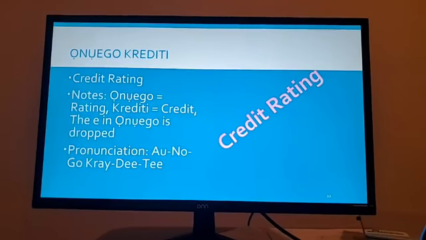Okay. You've already had these words earlier, so you just combine them a different way to say credit rating. As you know, Au-Noe-Go means rating and crediti means credit. So you're saying what type of rating you have, a credit rating. Because again, rating goes first and credit goes next to describe the type of rating. So you would be saying, Au-Noe-Go crediti, credit rating.